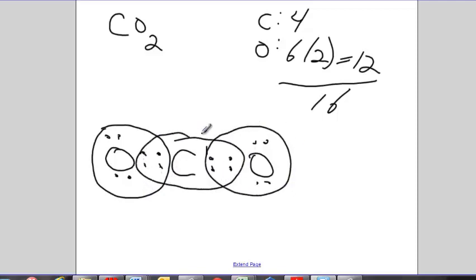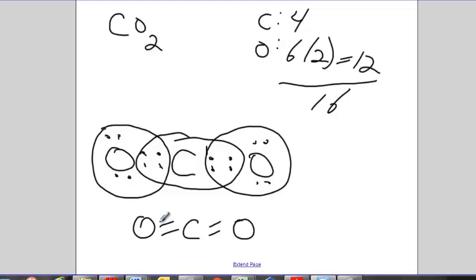I've done my rule here. My carbon has 4 bonds, but I'm sharing 4 electrons, 2 pairs. That's a double bond. If I were to draw it with lines, it would look like that. Alright.